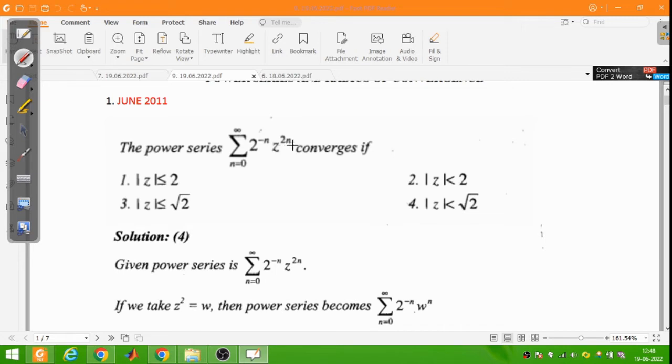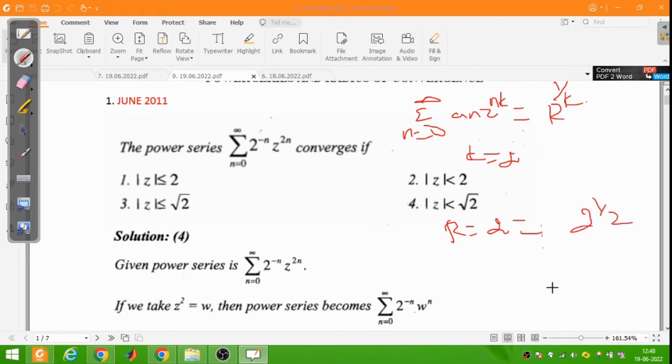Here it is z power nk. Summation n equal to 0 to infinity a n z power nk. So the radius of convergence is r power 1 by k. So here k equal to 2. Radius of convergence is r equal to 2. So 2 power 1 by 2, that's equal to root 2. Are you clear, ma?